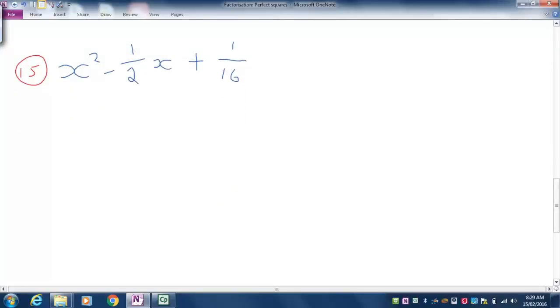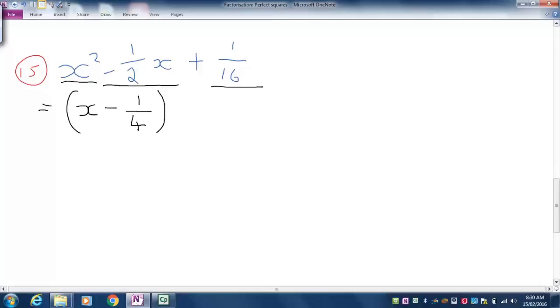Again, number 15 involves fractions. Take the square root of that first term, which gives you x. Because that middle term there is negative, I know I'm going to have a minus in the middle, and now I need to take the square root of the final term. The square root of 1 on 16 is 1 over 4.